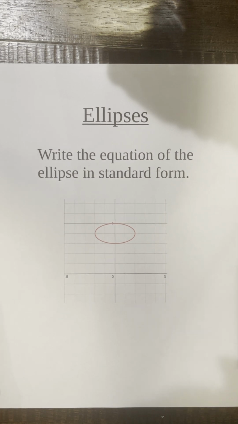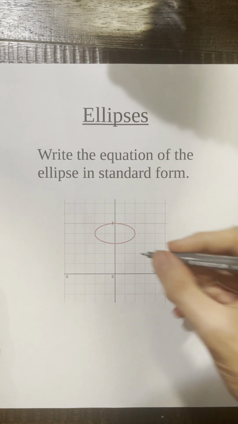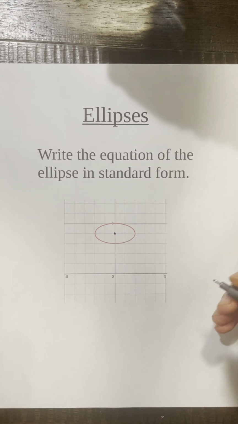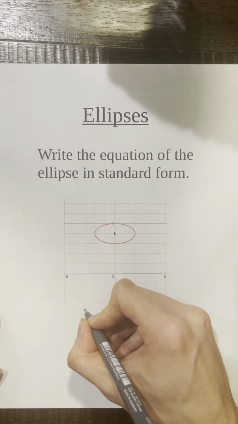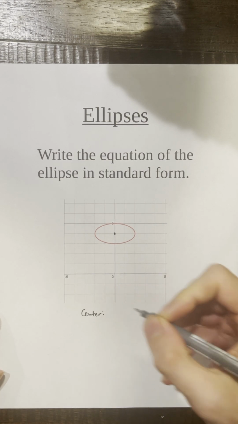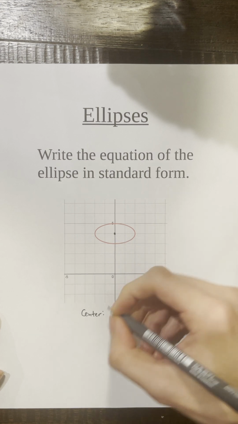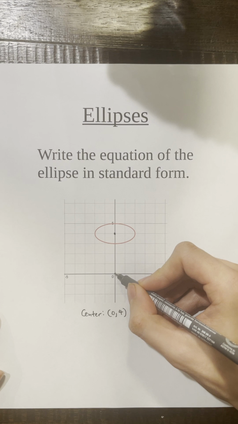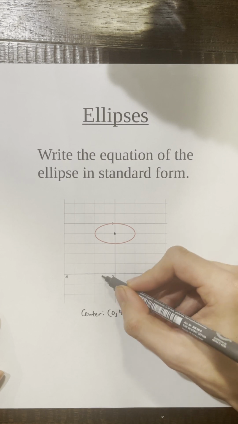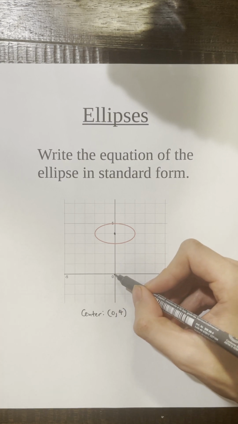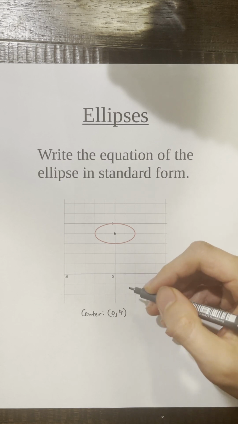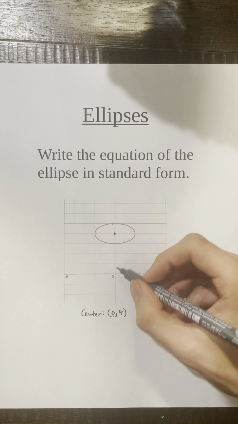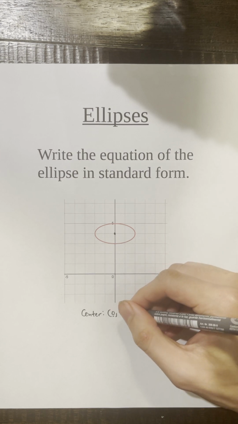Okay, so where would the center be? The center is right here. But what are the coordinates? The coordinates are 0, 4. And they're 0, 4 because when I start at the origin, I don't need to move in the x direction. So that's why the x coordinate is 0. But I need to move in the y direction. I need to go up by 4 to get over here. Go up by 4, and that's why the y coordinate is 4.